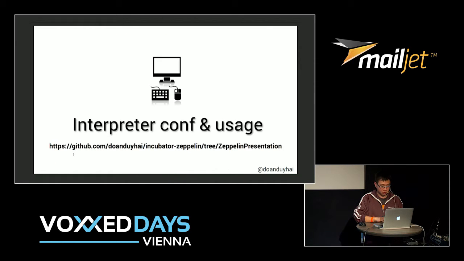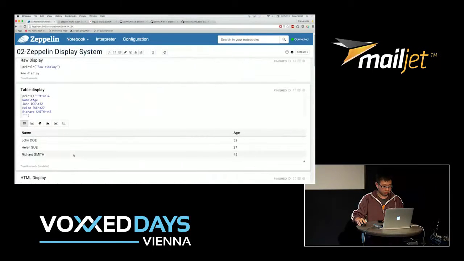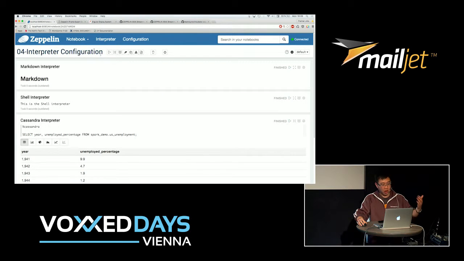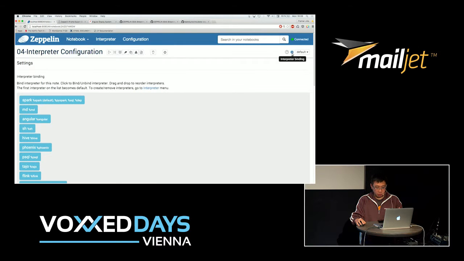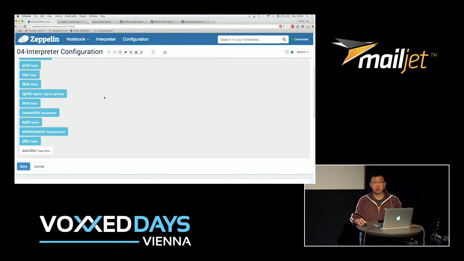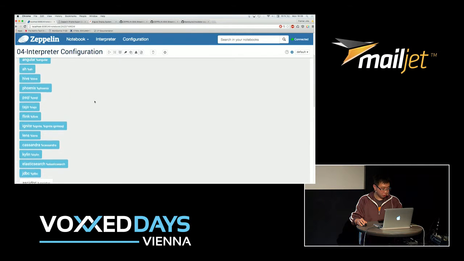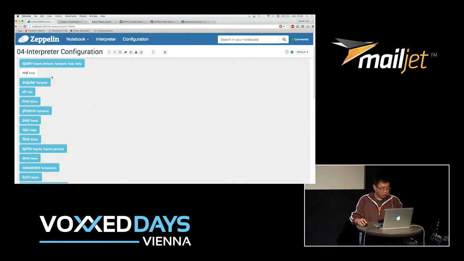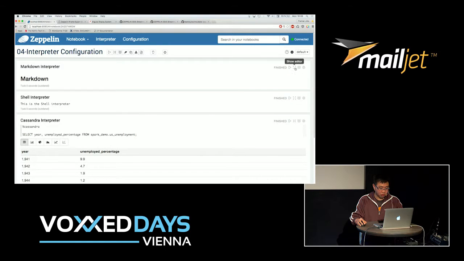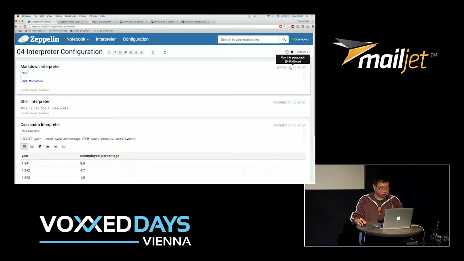Let me show you how you can use the interpreter system. When you have a node like this, if you click on this button, you can choose which interpreter you want to activate or deactivate in your node. For example, just remove Markdown. I remove it, deactivate it. Now I have a Markdown script here. If I click on play, error. Well, error because I have deactivated Markdown.